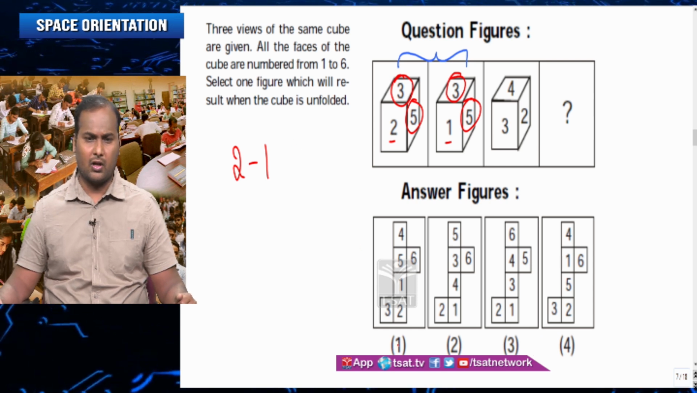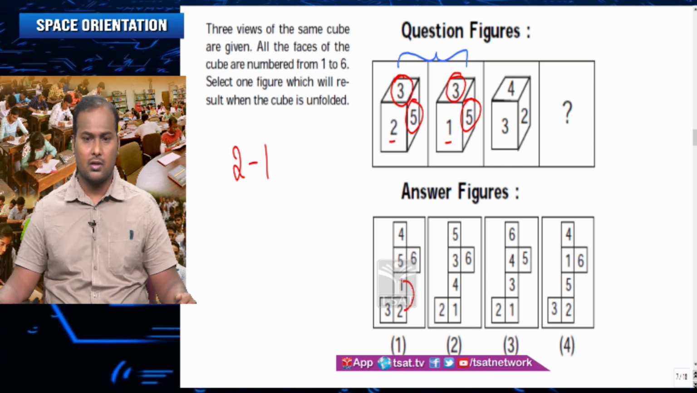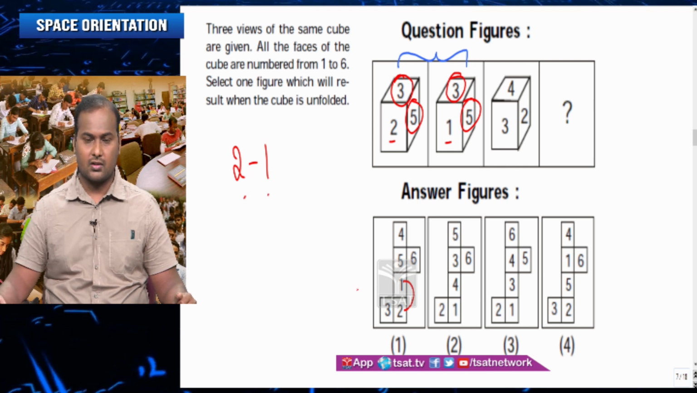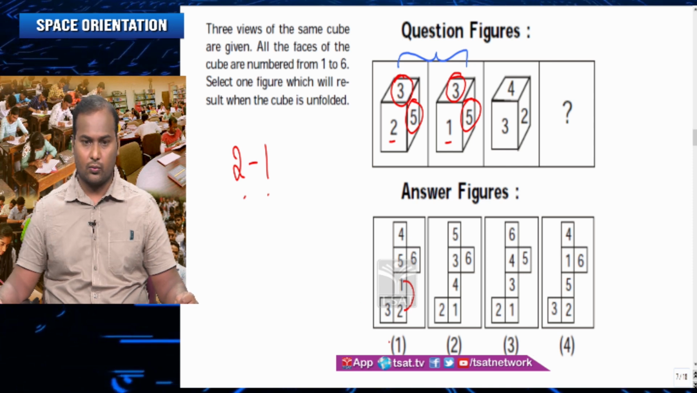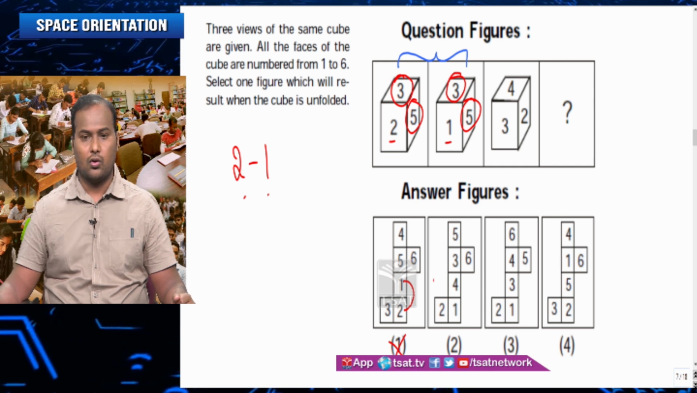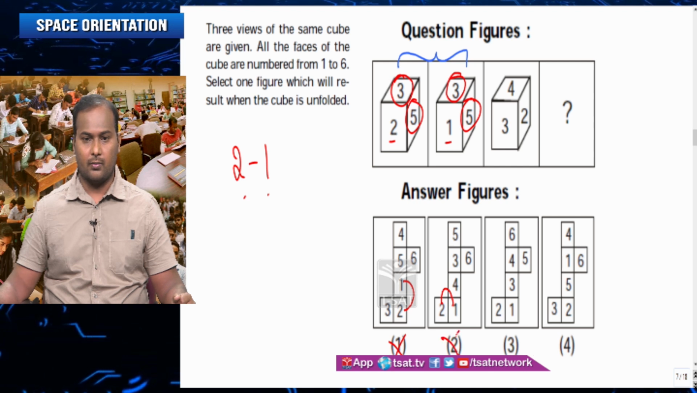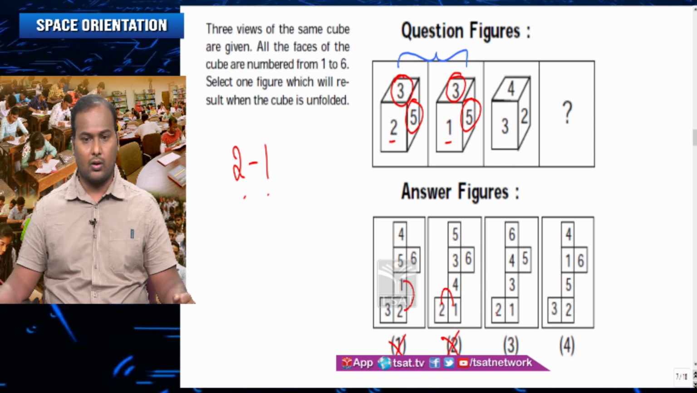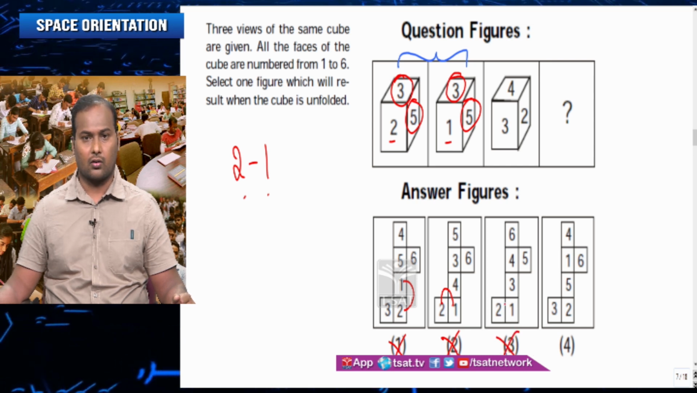If you see, for example option 1, in option 1, 1 and 2 are adjacent. No, this is wrong, because 1 and 2 are opposite faces. So obviously there should be one face in between. So option 1 is wrong. Come to option 2. In option 2 also 1, 2 are adjacent. So when 1, 2 are adjacent, this will also be wrong. And see option 3. In option 3 also 1, 2 are adjacent. When 1, 2 are adjacent, this option is also wrong.